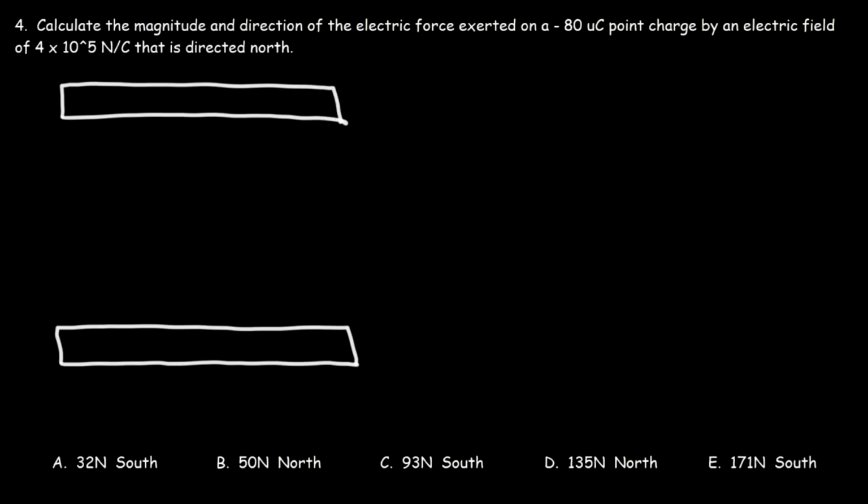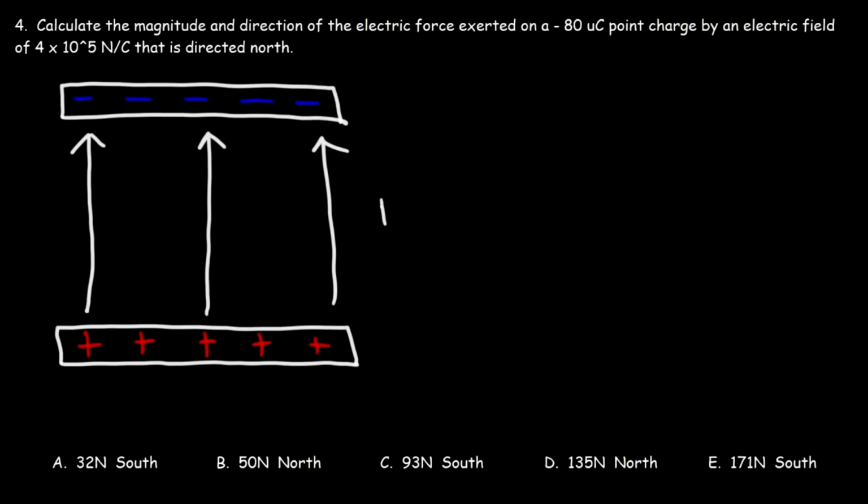We're going to say the plate at the bottom is positively charged, and the plate above it is negatively charged. The electric field will emanate from the positive plate and travel towards the negative plate. Now let's place a negative charge in the electric field. What is the direction of the electric force that this negative charge will feel? And let's contrast that with a positive charge.